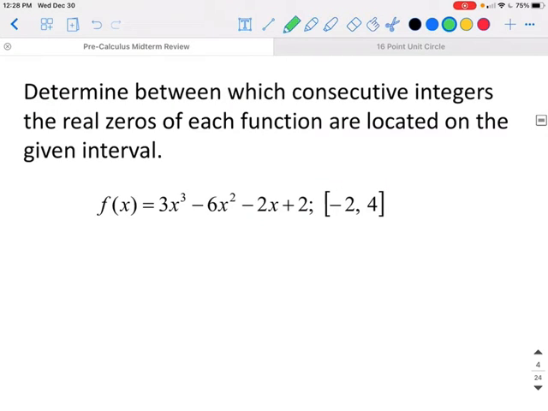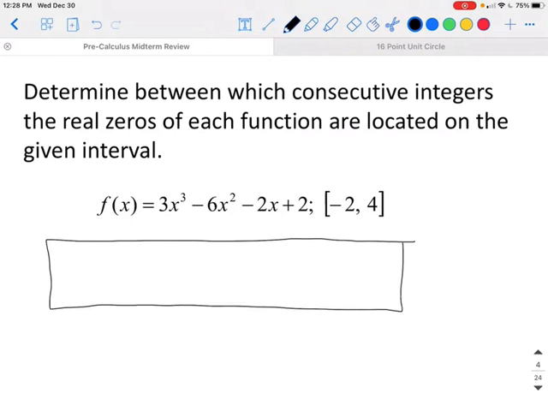Determine between which consecutive integers the real zeros of each function are located in the given interval. So we need to look at this function from the x value of negative 2 to the x value of 4 to determine where the zeros would lie. Now we know we're going to have a 0 if our y values go from a positive to a negative or from a negative to a positive.